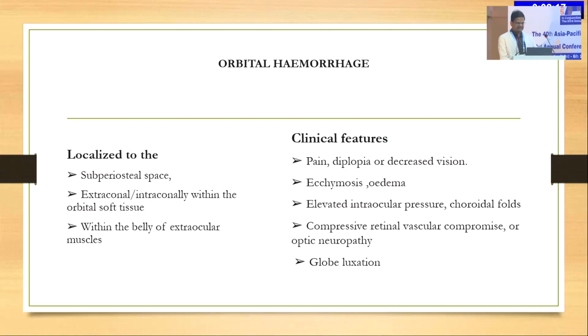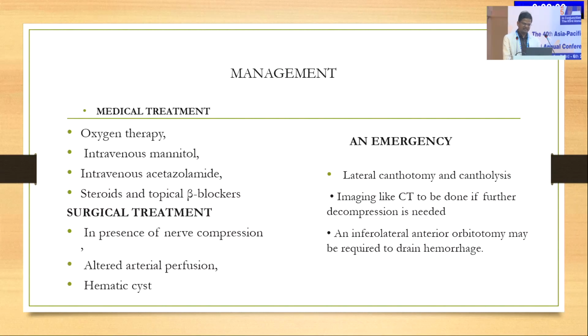In orbital hemorrhage, the blood can be localized to subperiosteal or extraconal or intraconal, within the orbital soft tissue or within the belly of an extraocular muscle. The patient will present with pain, diplopia, decreased vision, ecchymosis, edema and elevated intraocular pressure. Choroidal folds may be there, and globe luxation can occur because of this hemorrhage. It is a case of acute management if it causes optic nerve compression.